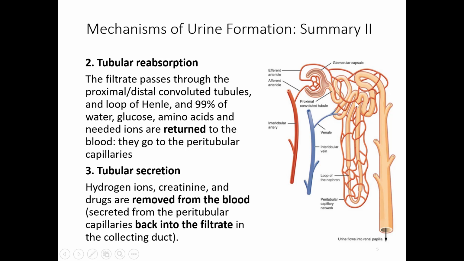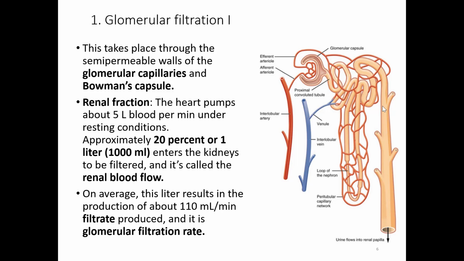So those toxic substances and wastes will be secreted from peritubular capillaries into the tubules, and that process is called tubular secretion. Secretion from the peritubular capillaries back into the filtrate in the tubules. So those are 3 main steps of urine formation. That was just a summary, and now we will talk about each of them in more detail.